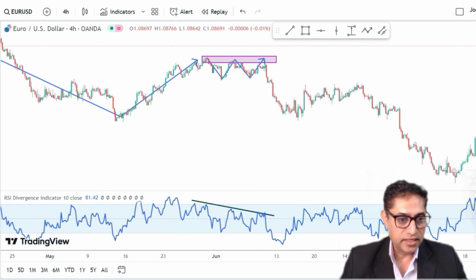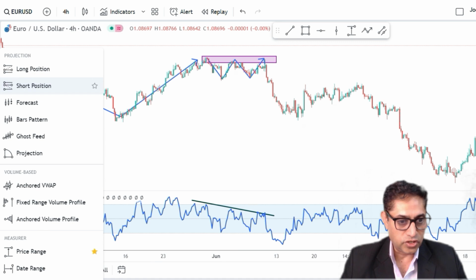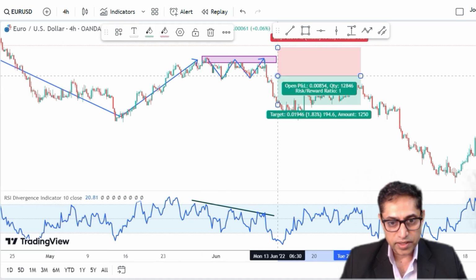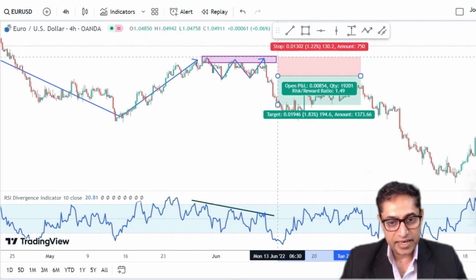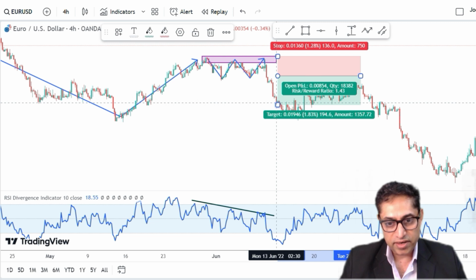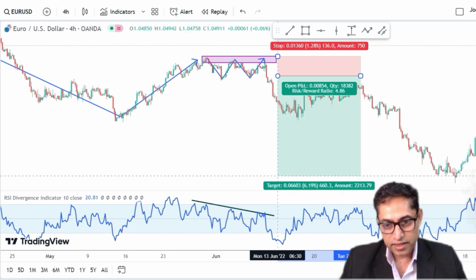So let us take a trade simulator, a short position, and we put it over here. So I will take after the engulfing candle, keep the stop loss above the resistance zone, and then I will drag down.